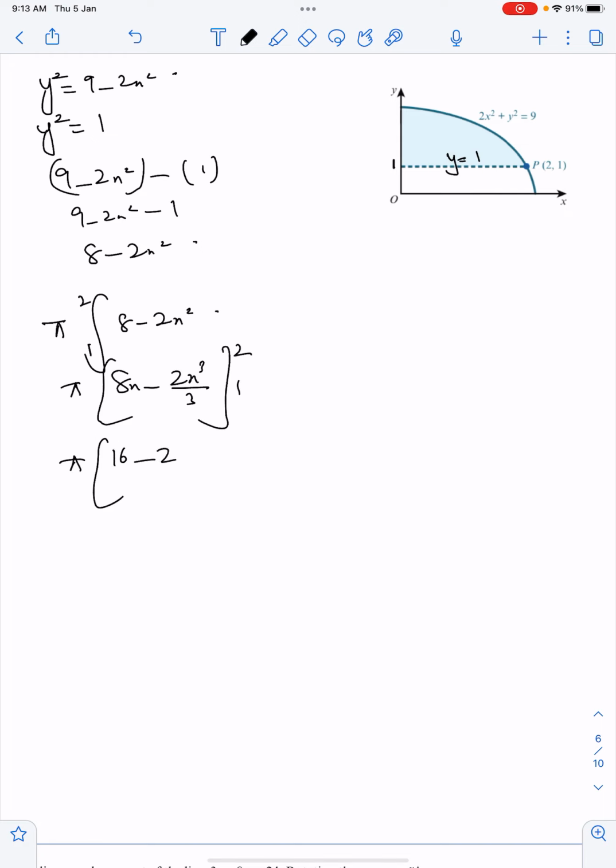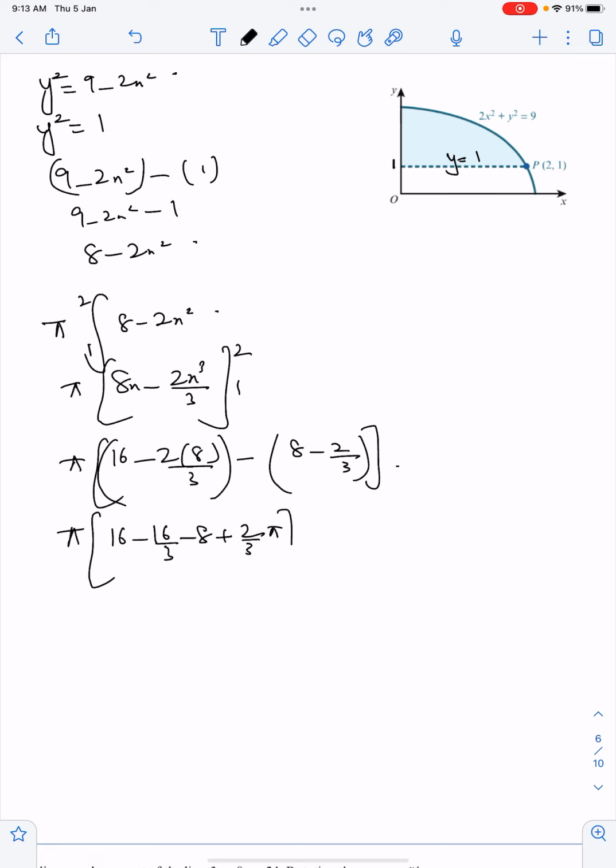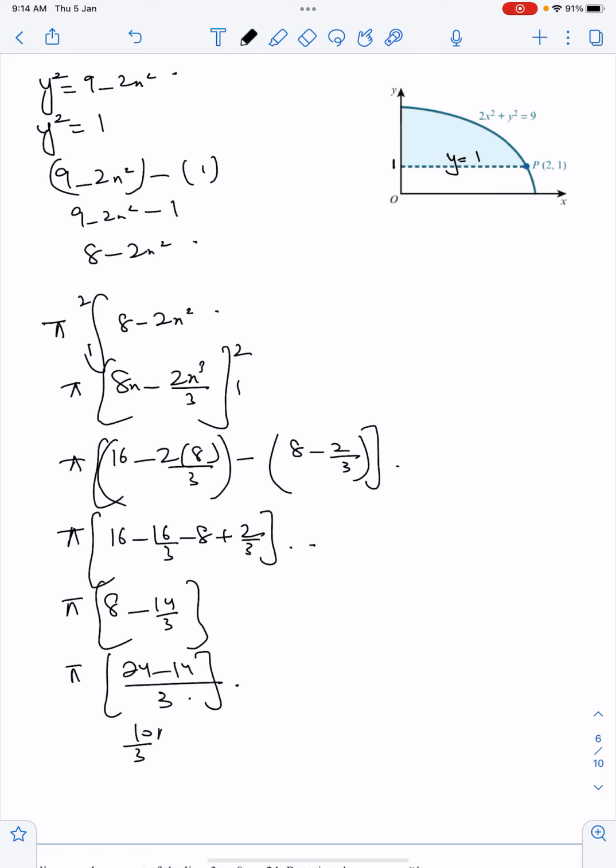Okay, 16 minus 2 into 8 upon 3, this is the first bracket, minus 8 minus 2 upon 3. Okay, let's solve this. 16 minus 16 upon 3 minus 8 plus 2 upon 3. 16 minus 8 is 8. Okay, minus 16 plus 2 is minus 14 upon 3. Pi. Okay, let's take out the LCM. 3 8 times is 24 minus 14, which is 10 upon 3 pi.